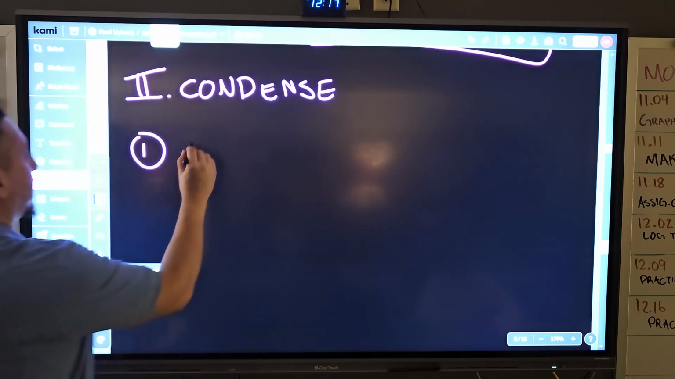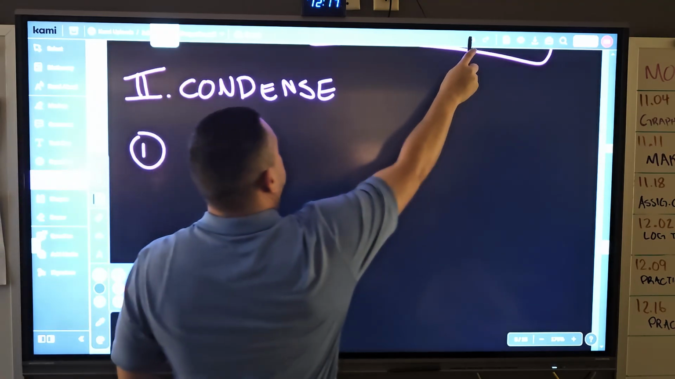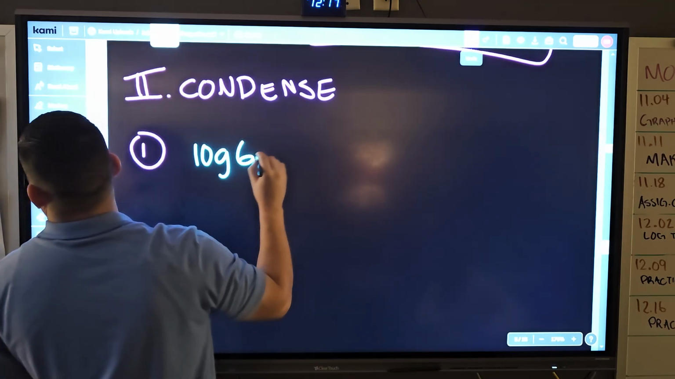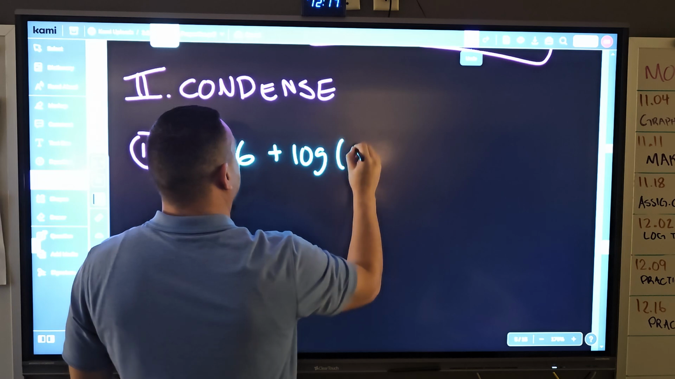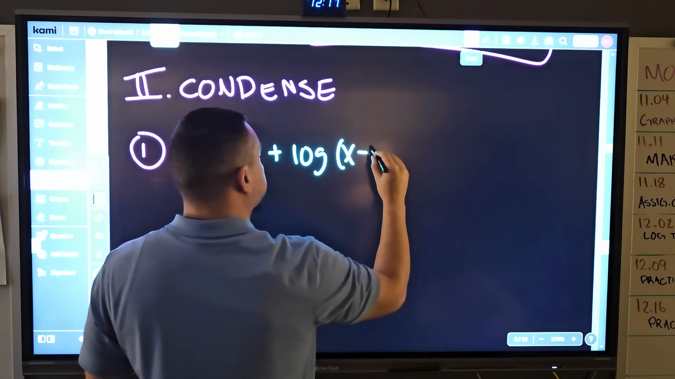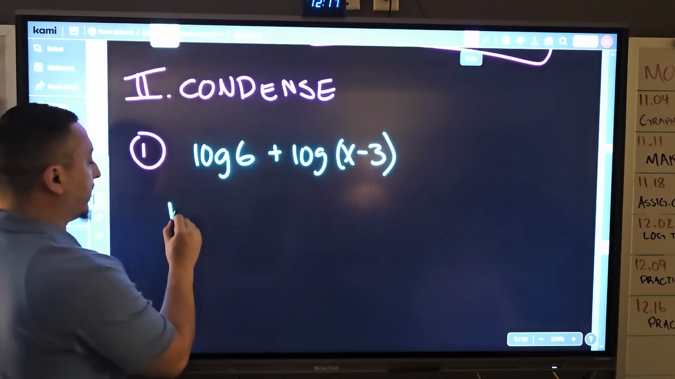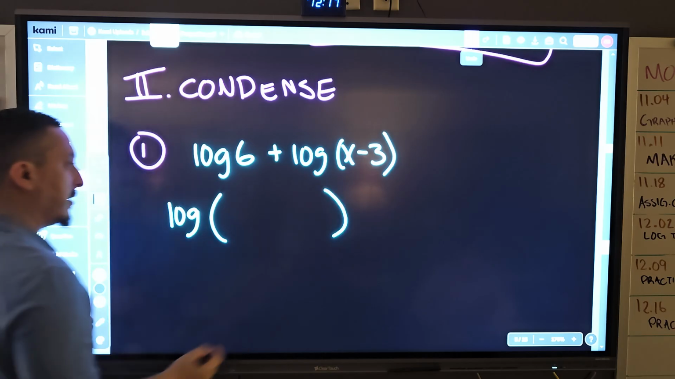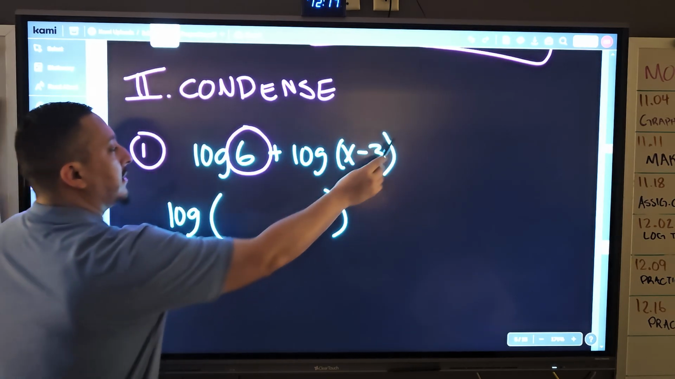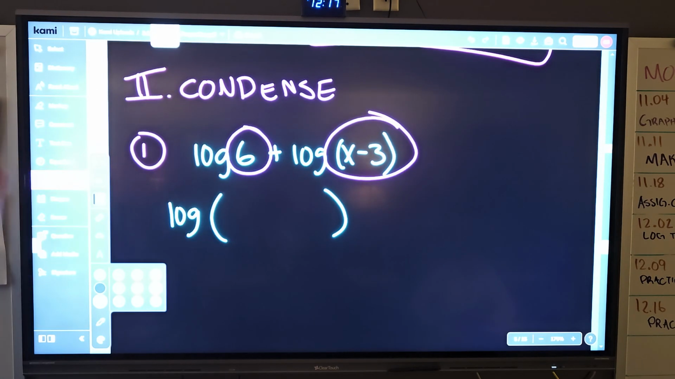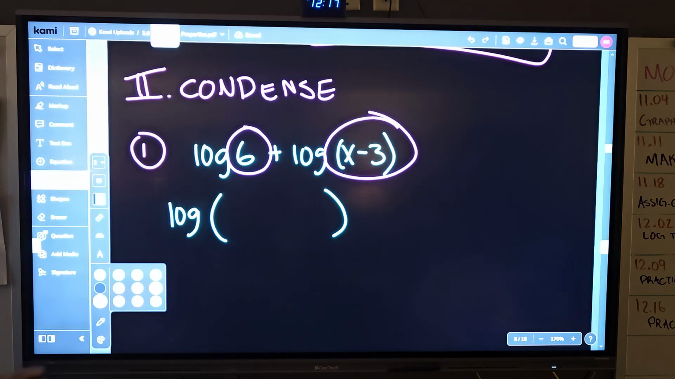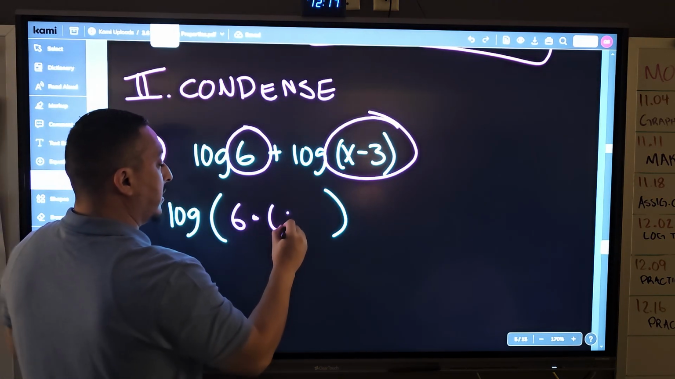Okay, number one, log of 6 plus log of x minus 3. So we'll work them together. What can I switch this for? What tool, right? Times, right? Add can become times. All right, so log. Again, this is m, and that's n. So that times that. All right, so 6 times x minus 3.